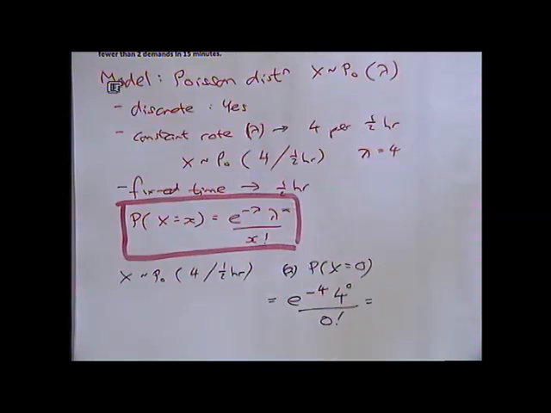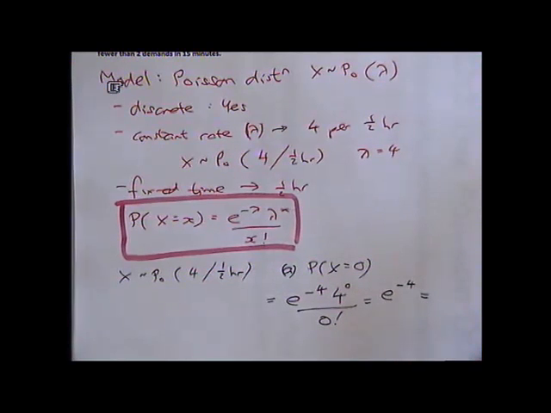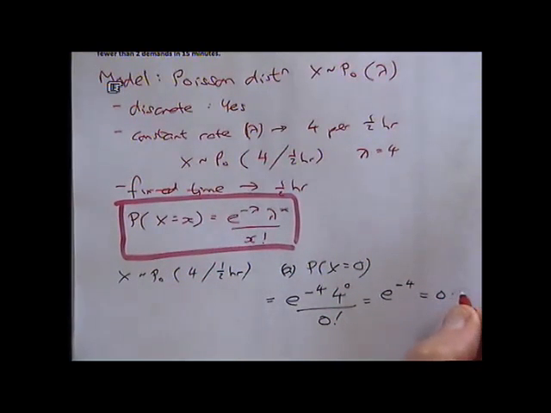Which bits of that are really simple and straightforward? Lambda to the x and x factorial. Anything to the power of 0 is 1, and 0 factorial is 1. And that will always happen if you do any probability of it being 0, it's just the e to the minus lambda bit. So if we can get that as a decimal, 0.0183. Okay, so that was nice and straightforward for our first bit. Everybody happy about that before we go on?